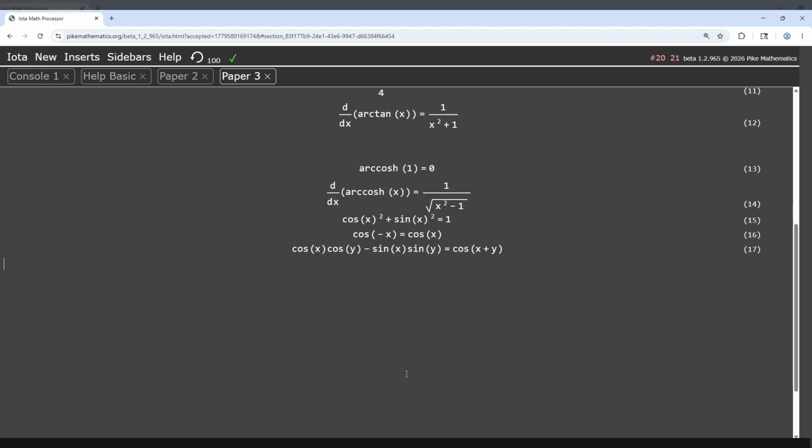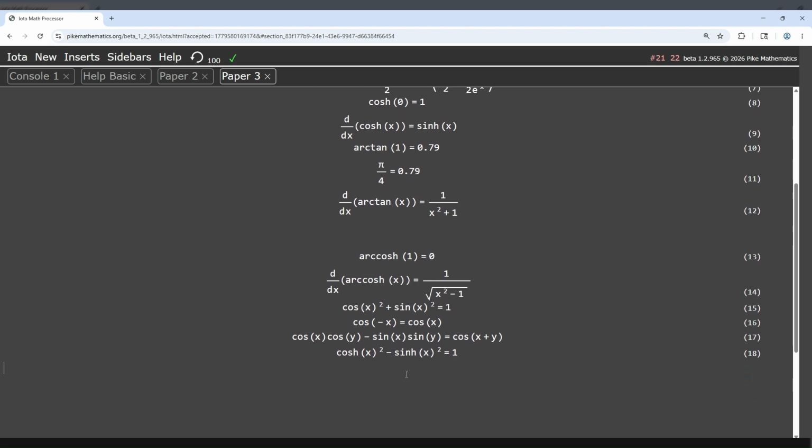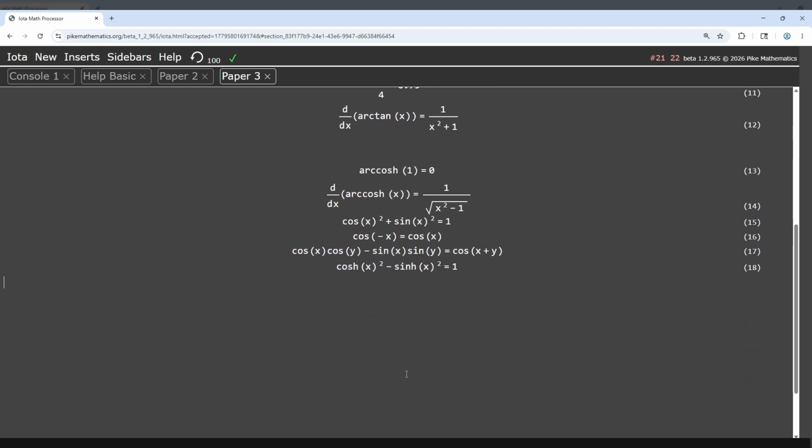It also knows a number of hyperbolic trig identities. So the hyperbolic cosine squared minus hyperbolic sine squared equals 1. Okay. Here's the last one I want to show you.